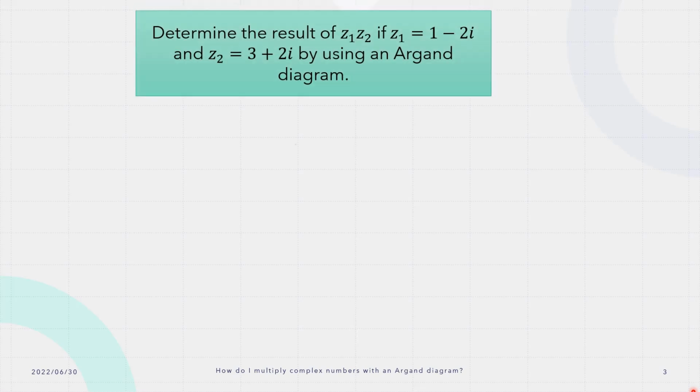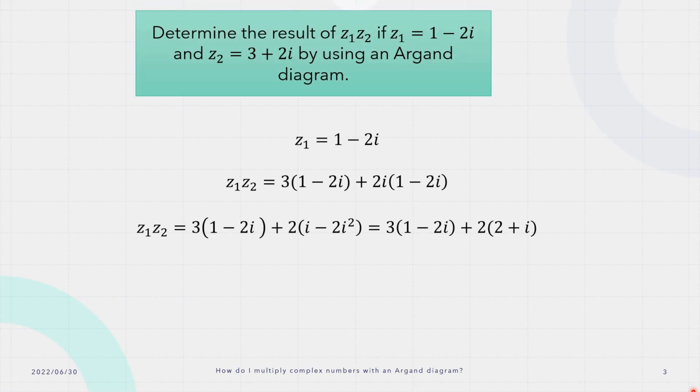Let us use the Cartesian form to multiply the two complex numbers. This can help us to understand what happens to the complex number when they are multiplied. Notice that z1 is first magnified by 3, and then it is rotated 90 degrees clockwise to give us 2 plus i, and then multiplied by 2.